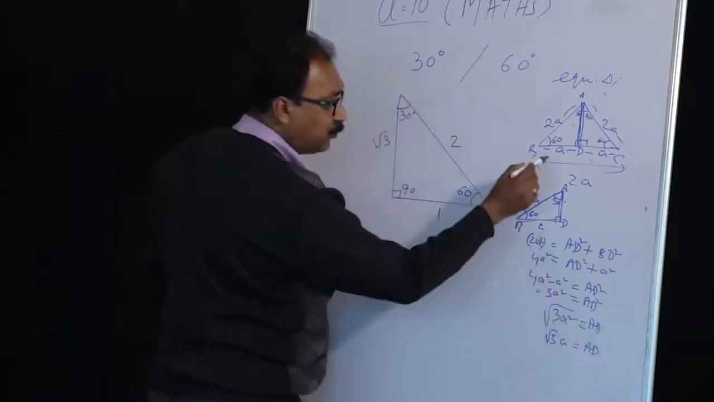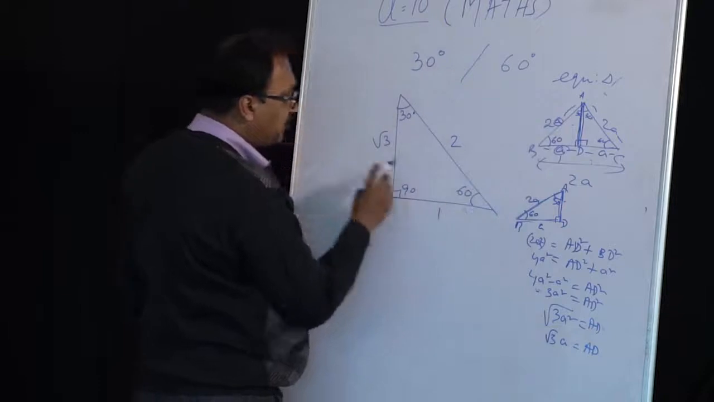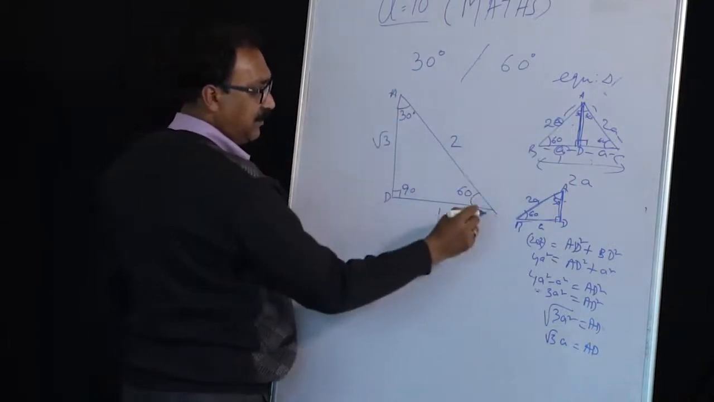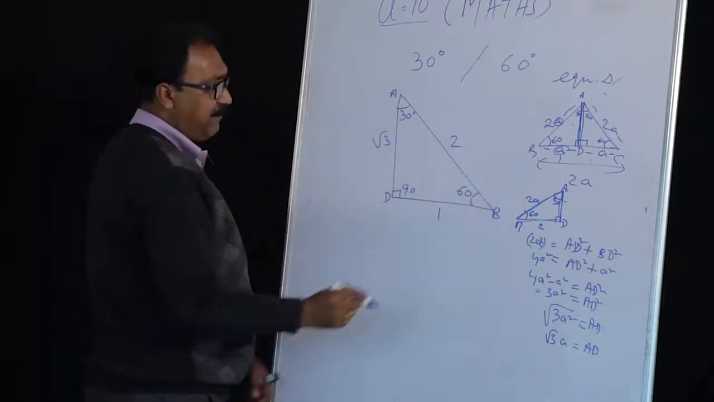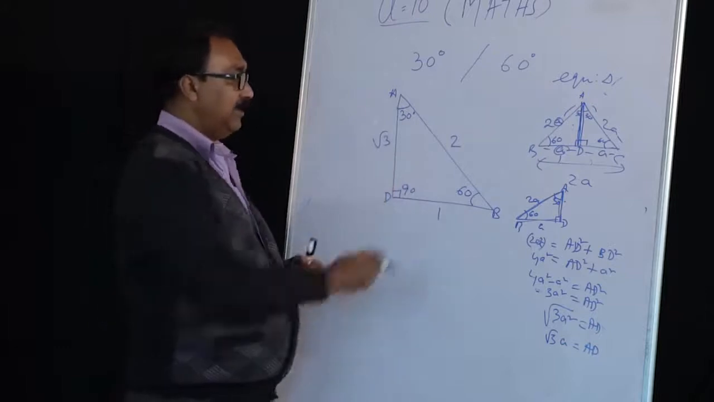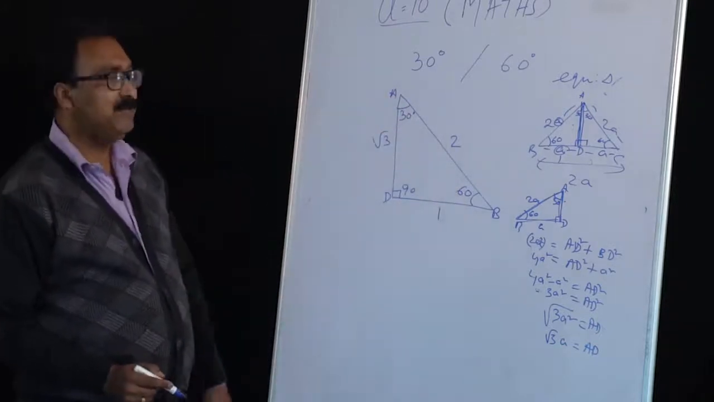Now if you consider A as 1, then root 3 into 1 is root 3. So we consider AD as root 3. The same figure I got from here. That way we got the value of root 3, and the equilateral triangle side is 2. Clear? So from there we can easily find all the values.